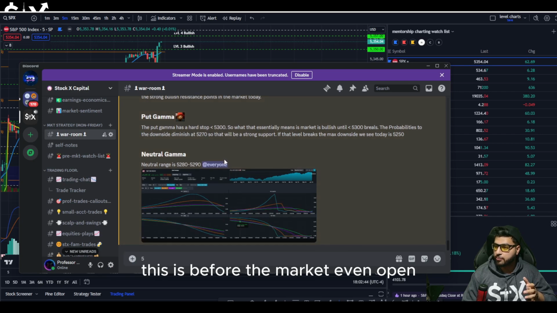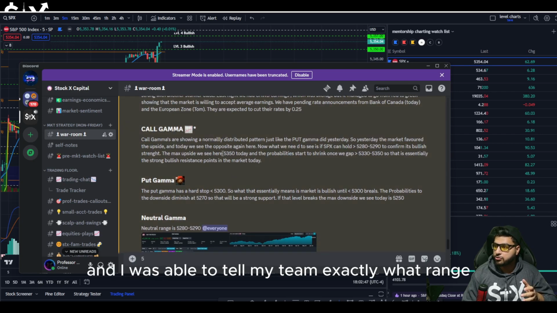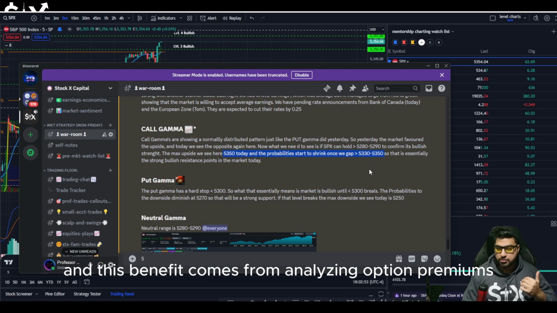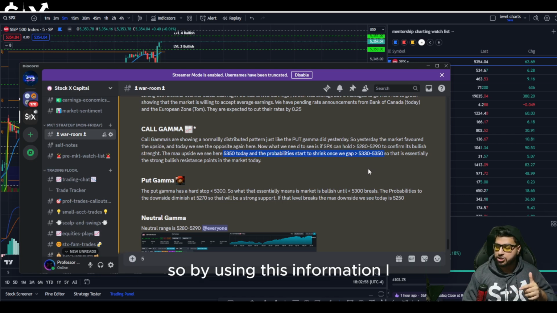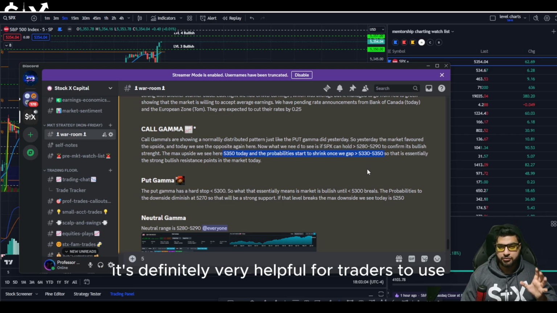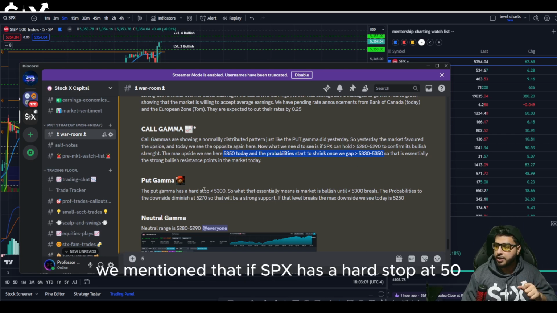This is key to remember here, because you guys got to know this is at 8 a.m. This is before the market even opened, and I was able to tell my team exactly what range we're looking at for today. And this benefit comes from analyzing option premiums. So by using this information, I can tell you how the range is based on option premiums. It's definitely very helpful for traders to use this key detail. We mentioned that if SPX has a hard stop at 5,300, and if that breaks, we're likely to see 52.20.